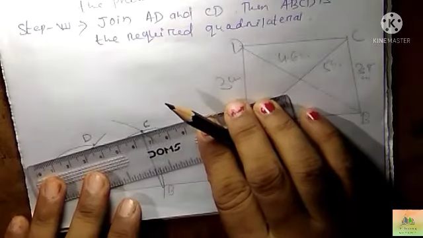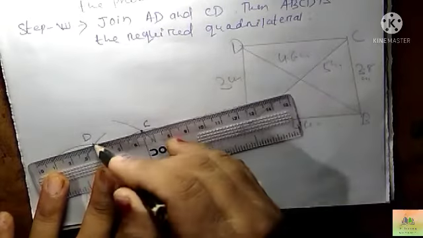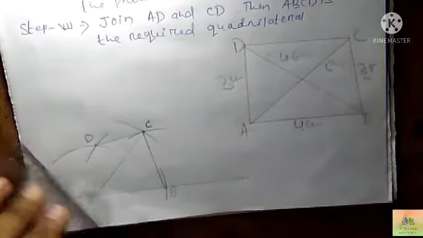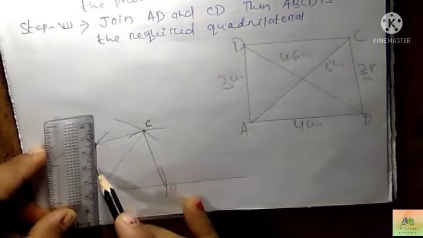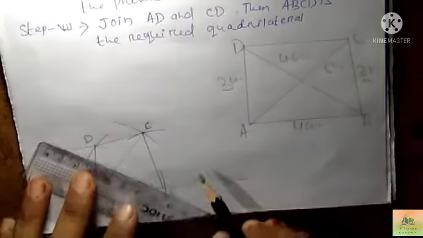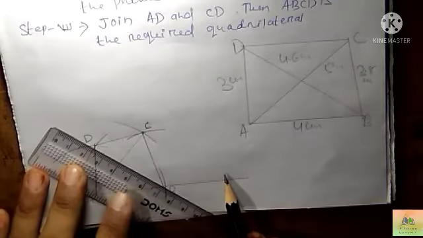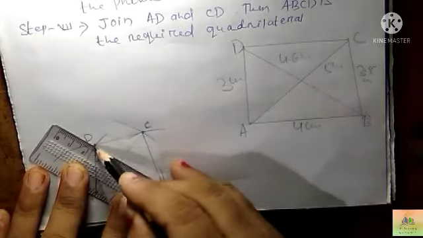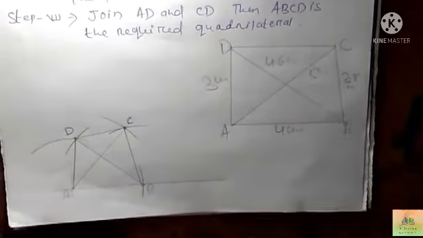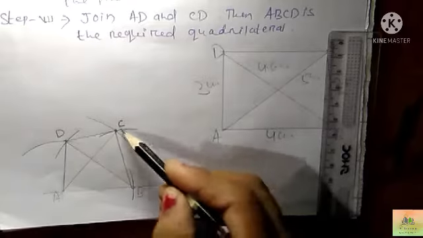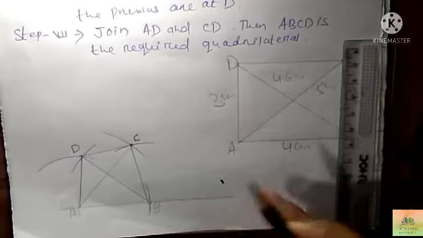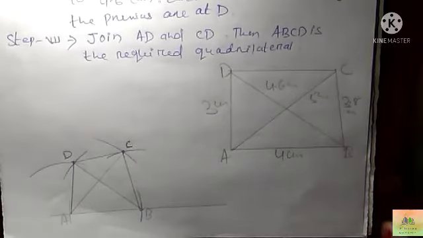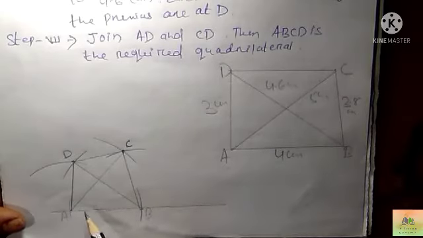So now we join CD and DA with the help of a scale. Okay, again we also join the diagonal BD. Now ABCD is the required quadrilateral. Okay, so when 3 sides and 2 diagonals are given, then we can draw the quadrilateral.